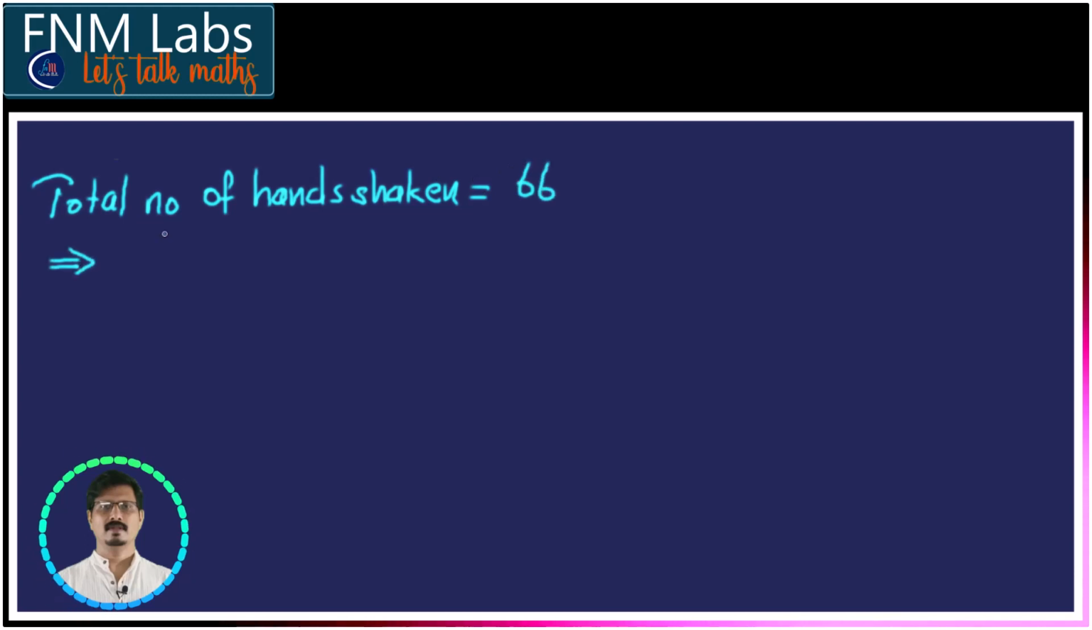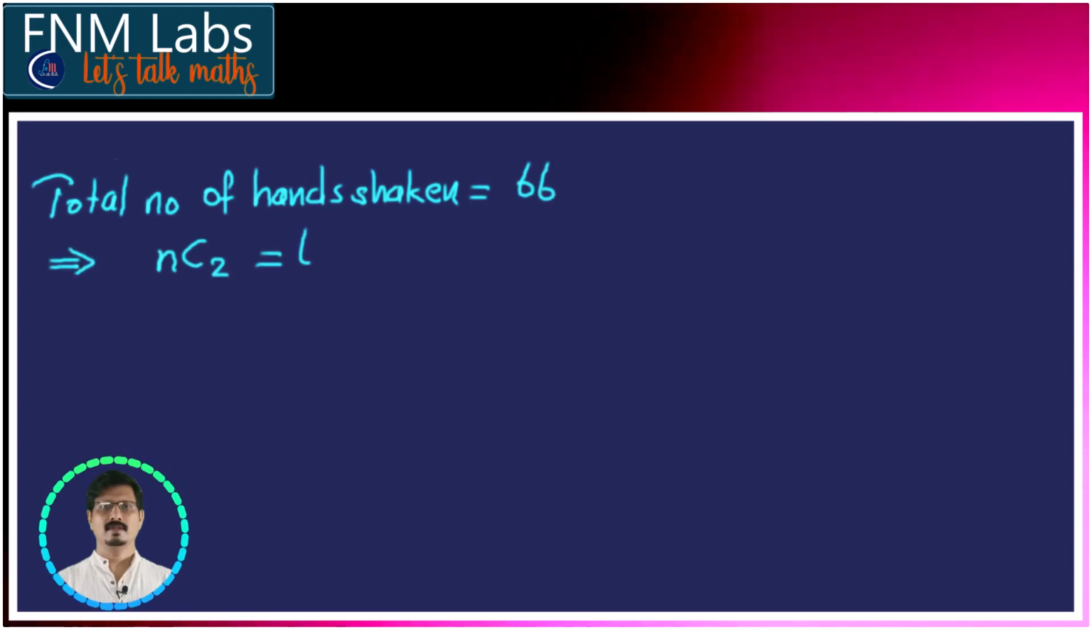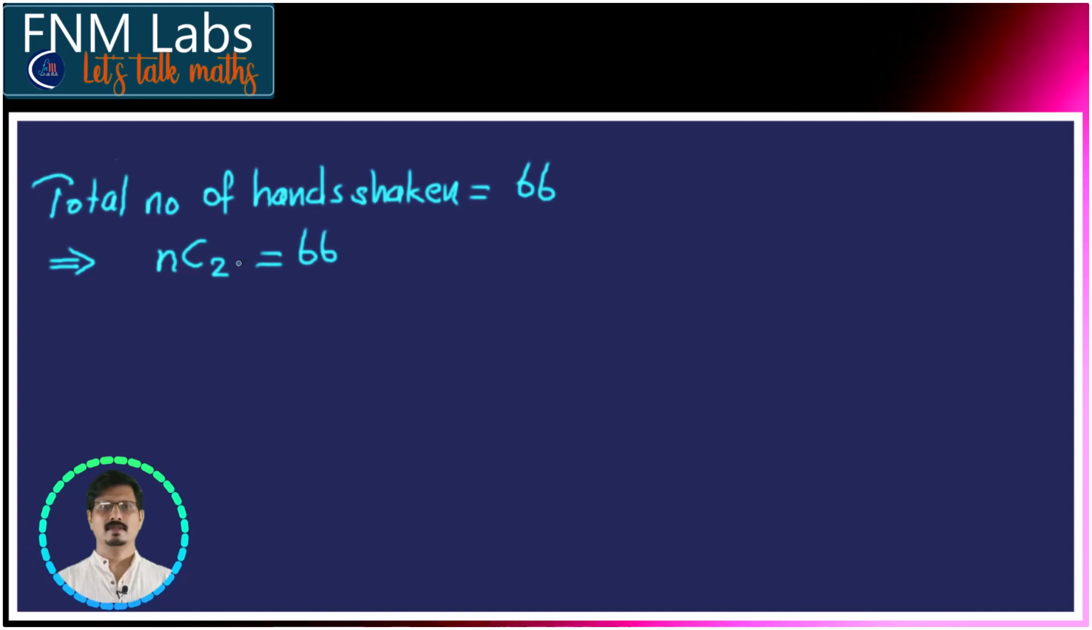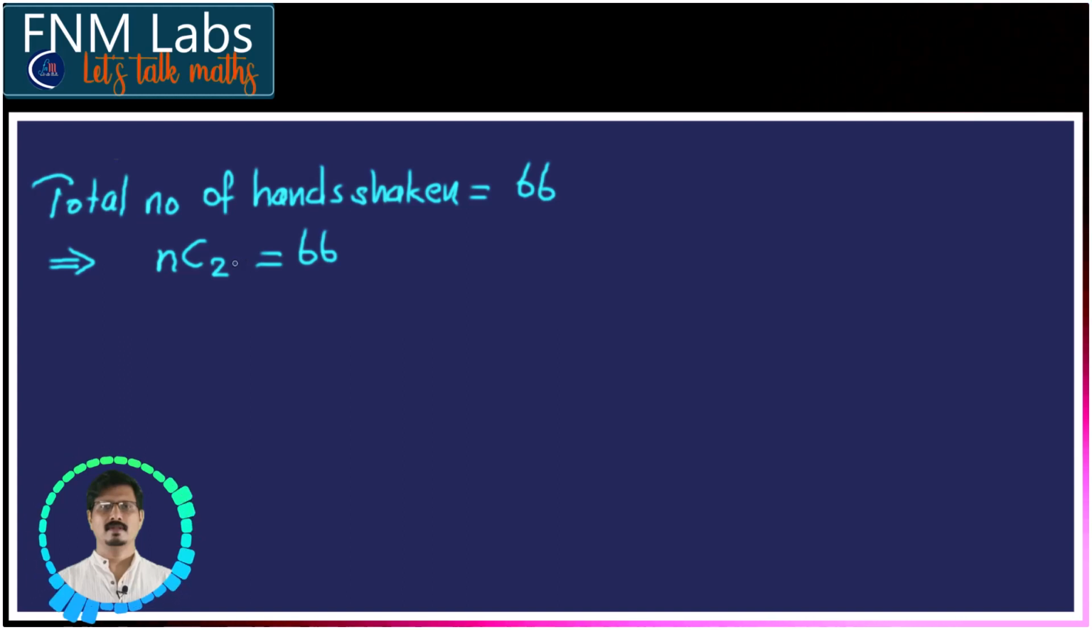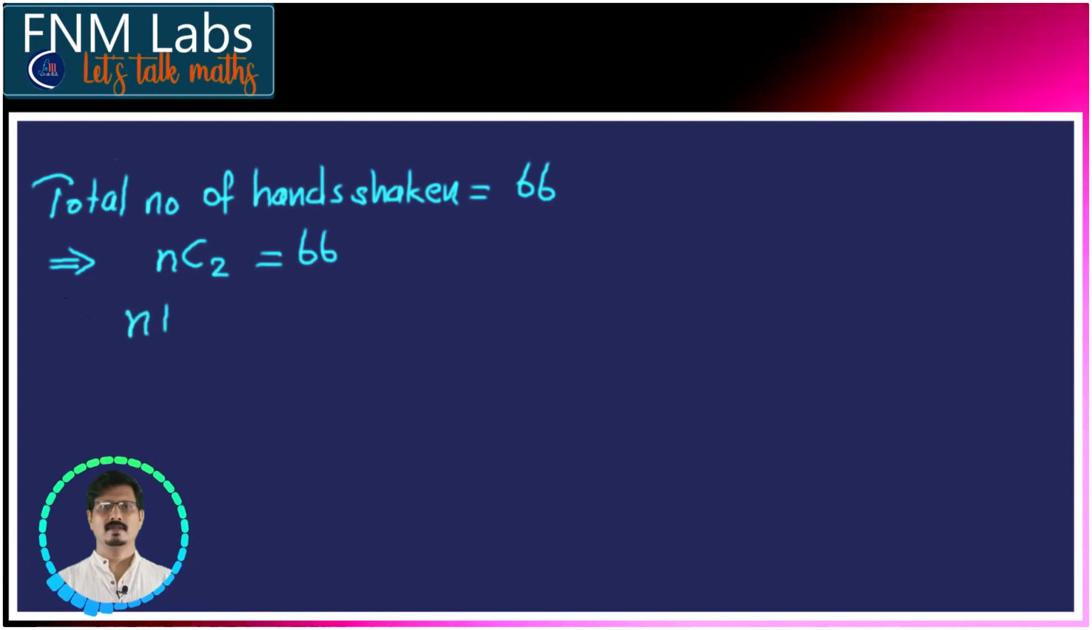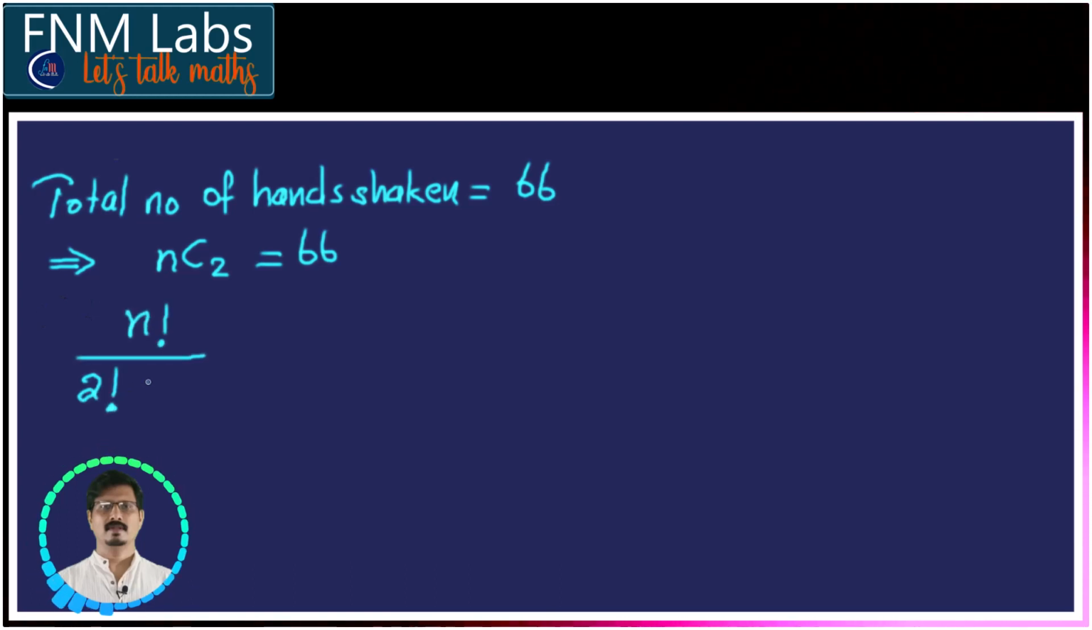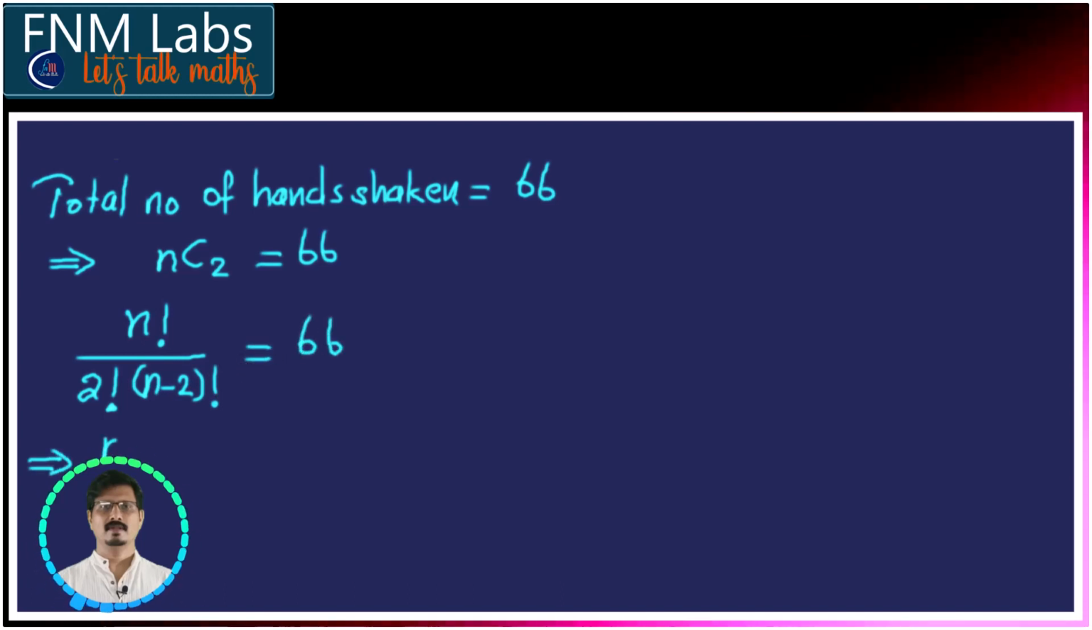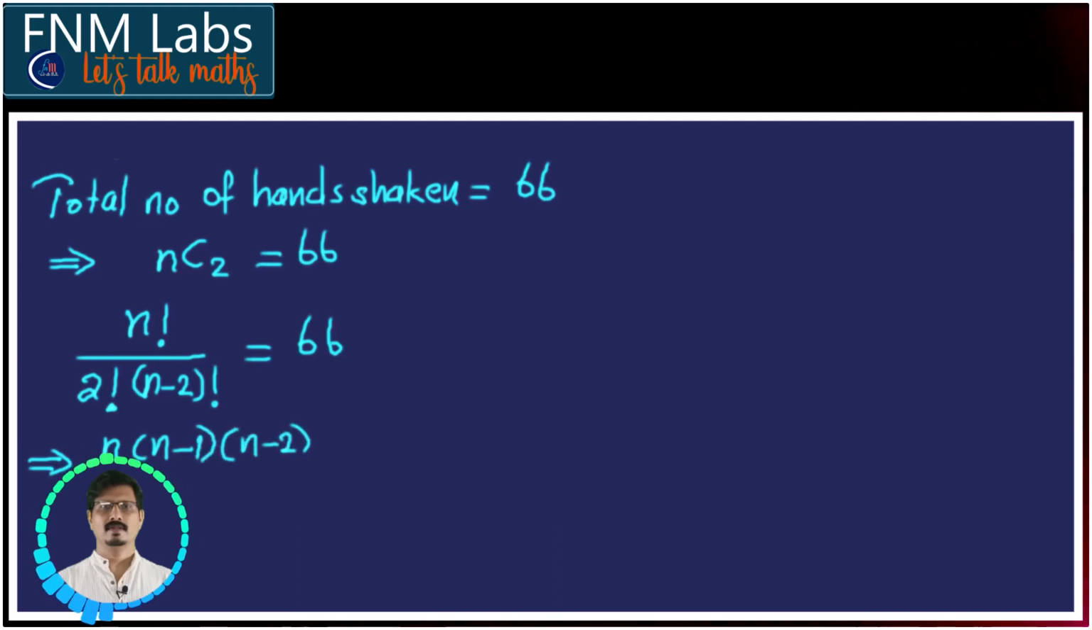This implies nC2 is equal to 66. This is combinations of n persons taking 2 at a time. So that is equal to n factorial by 2 factorial into n minus 2 factorial, as per the definition of nC2, that is equal to 66. This implies n into n minus 1 into n minus 2 factorial by 2 factorial into n minus 2 factorial.